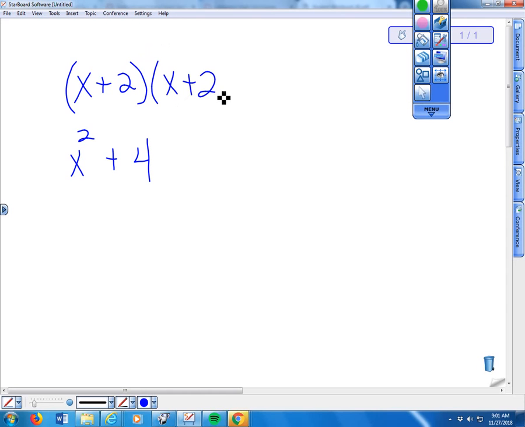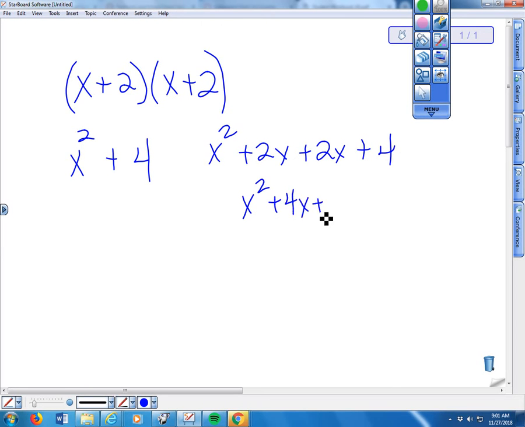Because x plus 2 squared is x plus 2 times x plus 2. If I FOIL this, I get x squared plus 2x plus 2x plus 4. There's always a middle term. Now, what I'm going to show you is a trick to figure out how to find that middle term without having to FOIL. You want to know that?